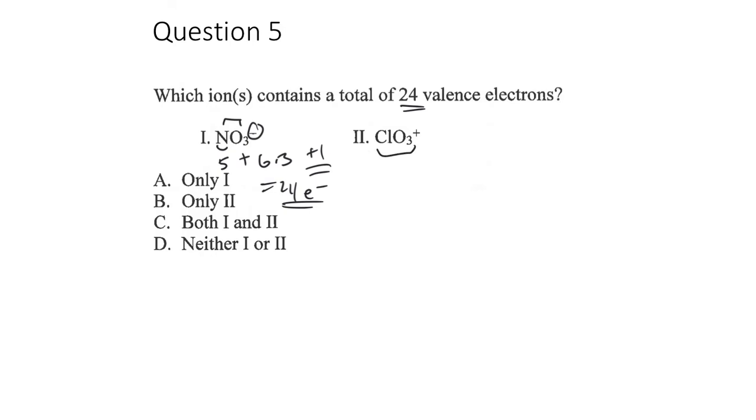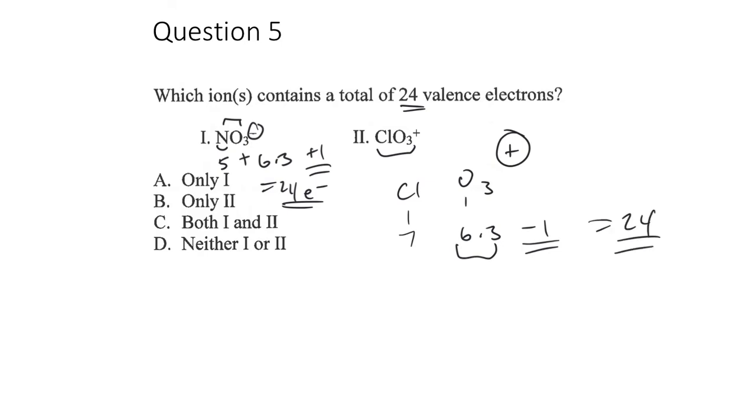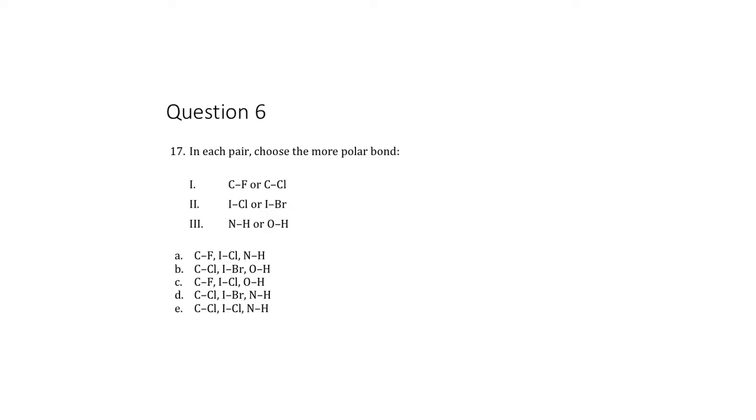And then ClO3 with a positive charge, so chlorine has 7, oxygen has 6 times 3. And then we have to remove an electron for the positive charge. And so this is 24, 18 plus 7 is 25 minus 1, so that goes to 24 as well. So both of them have 24 valence electrons.